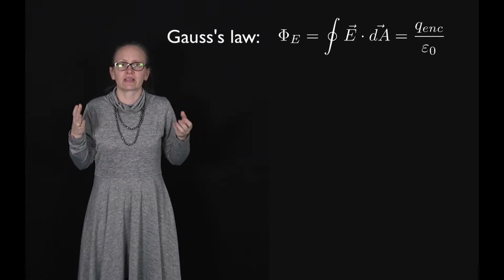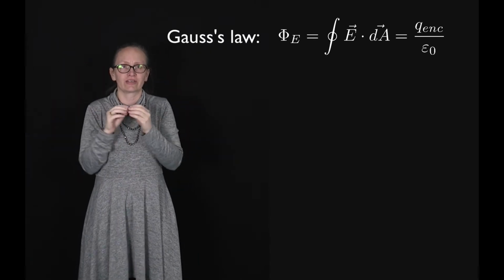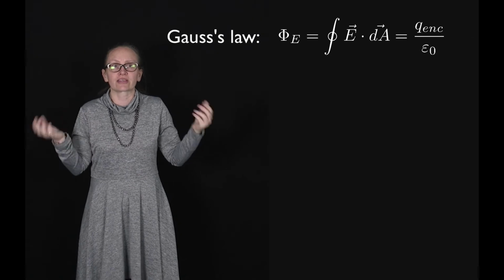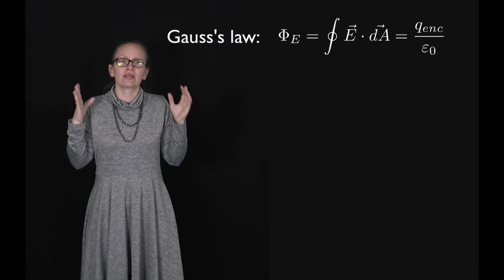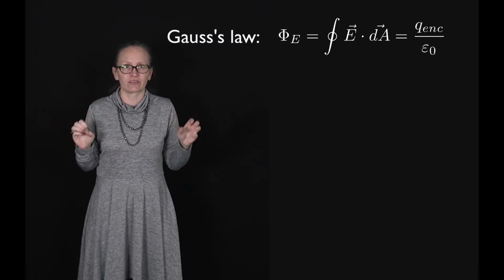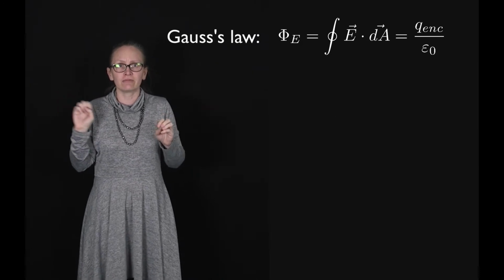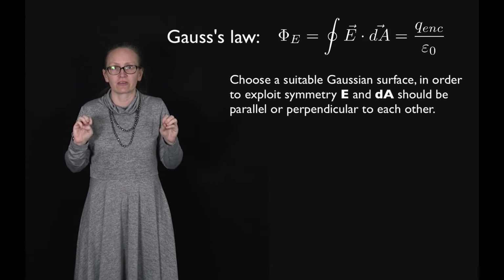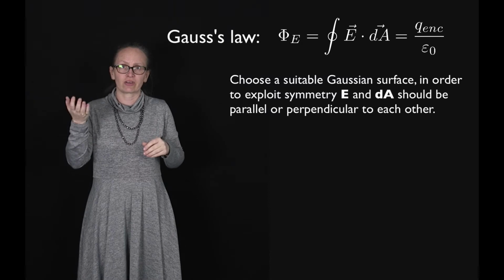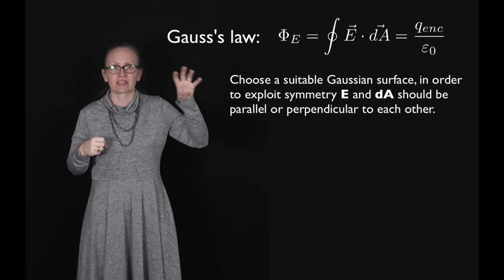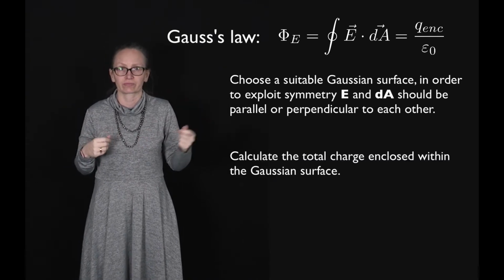For situations with a lot of symmetry, such as a sphere of charge, an infinite plane of charge, or an infinite line of charge, we can use Gauss's law to work out the electric field. So in order to calculate the electric field for these situations, there's a few steps to follow. So firstly, we should choose a suitable Gaussian surface. In order to exploit symmetry as much as possible, we want the electric field and dA, the little surface area increments, to be either parallel or perpendicular to each other.